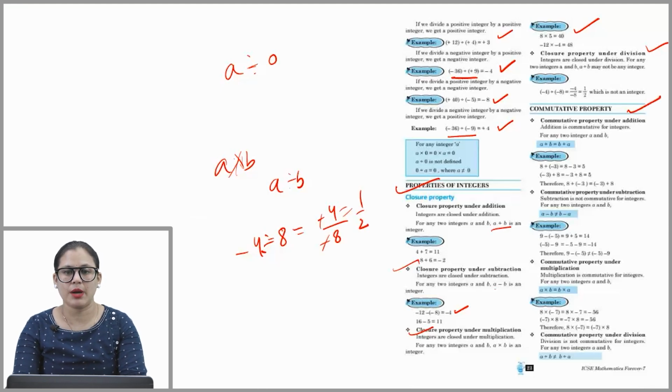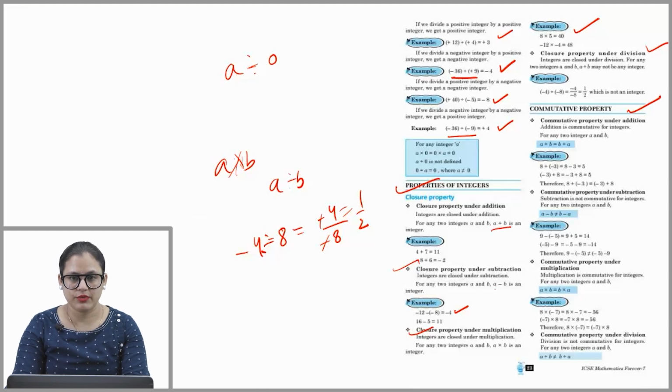Commutative property under addition. Addition is commutative for integers. For any two integers a and b, a plus b is equal to b plus a, right? For example, 8 plus minus 3 is equal to 8 minus 3, which is equal to 5, and minus 3 plus 8 is also equal to 5.